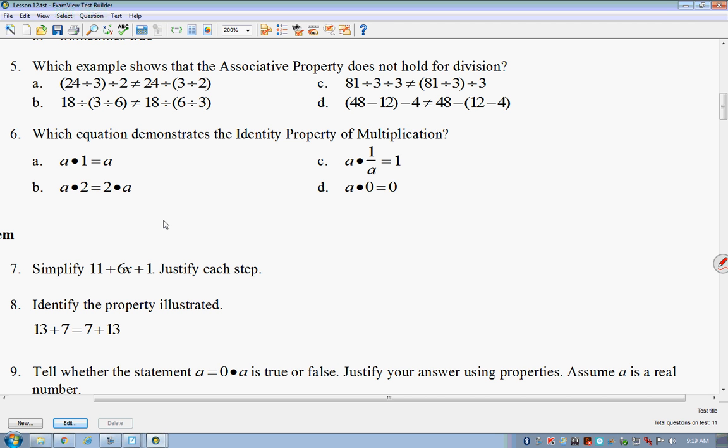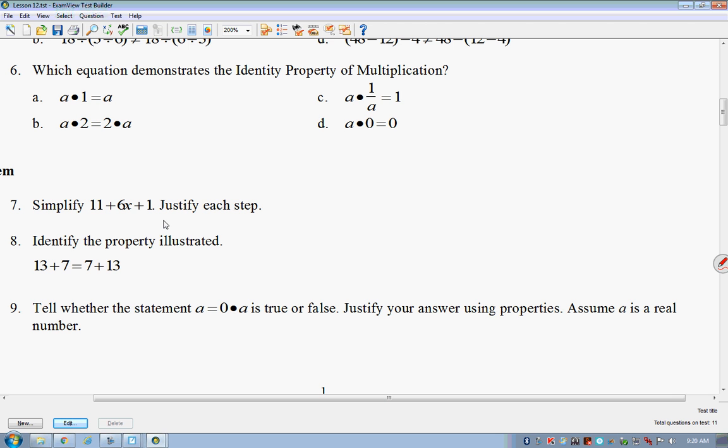Okay, let's see. Why isn't D a good illustration for why association doesn't work for division? On D, why is that not a good reason to show that the associative property doesn't work for division? Because it's all subtraction. We get that now? Okay. All right, and let's see, 81 divided by 3 divided by 3, we'd already do that in order from left to right, and we're still doing that in order from left to right, so that's not going to change that number at all. Okay?